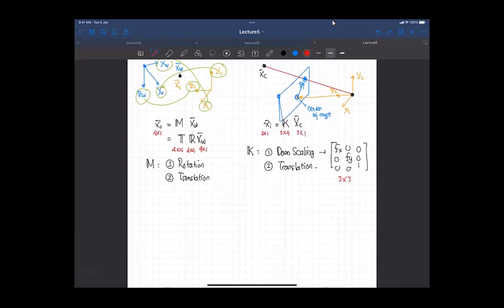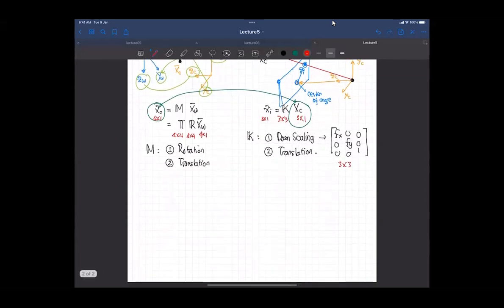It means that after you get XC there, 4 by 1, you just remove the last item, number one, in the homogeneous coordinate, and make this XC 3 by 1. If that is 3 by 1, then we can transform it with a 3 by 3 matrix. So K is 3 by 3 now. And the downscaling is done in this 3 by 3 matrix.